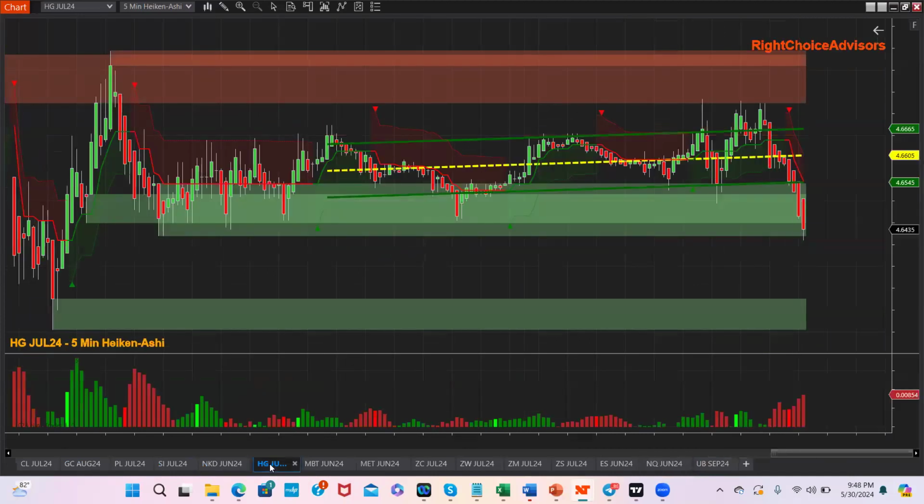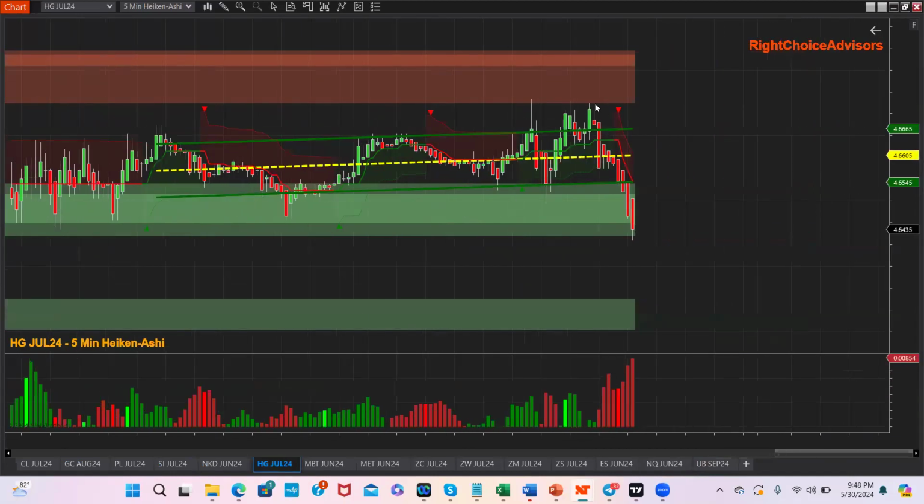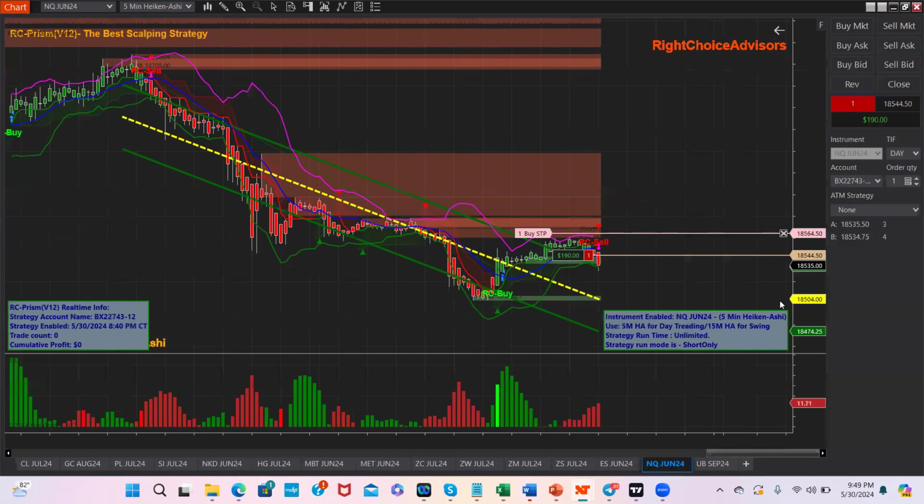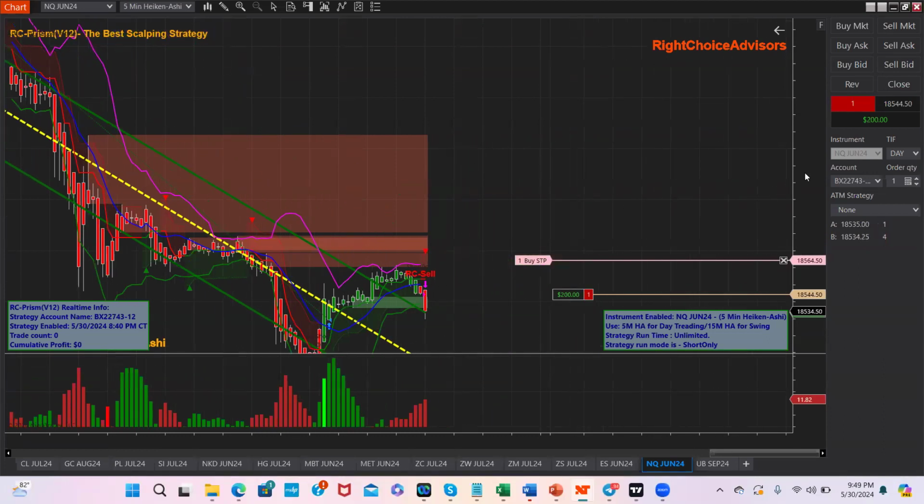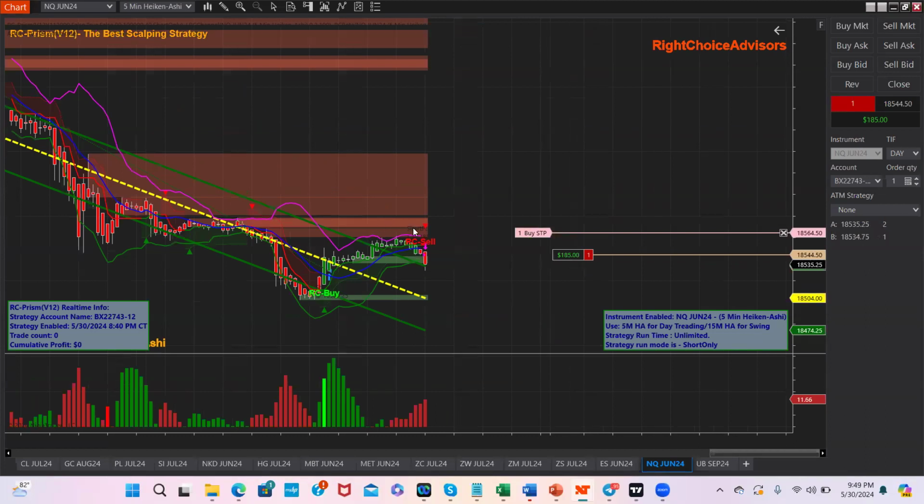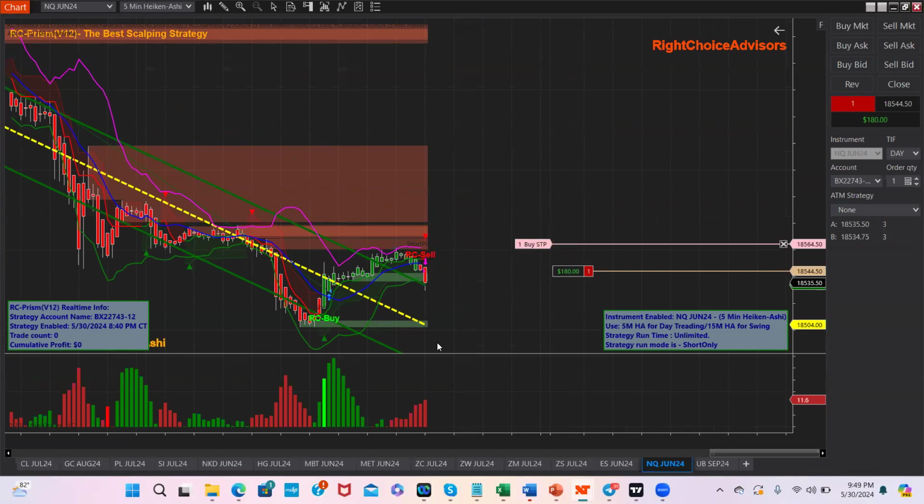For example, where is HG? HG dropped all this. It took a sell signal, so we made nearly $400, $450 with this. NQ can also make a minimum of $300 or more, because it is at the top of the channel, so it can come all the way down. Overall, NQ is bearish. You got a sell signal and it is dropping now. It can come at least till the midpoint or go all the way to the bottom.